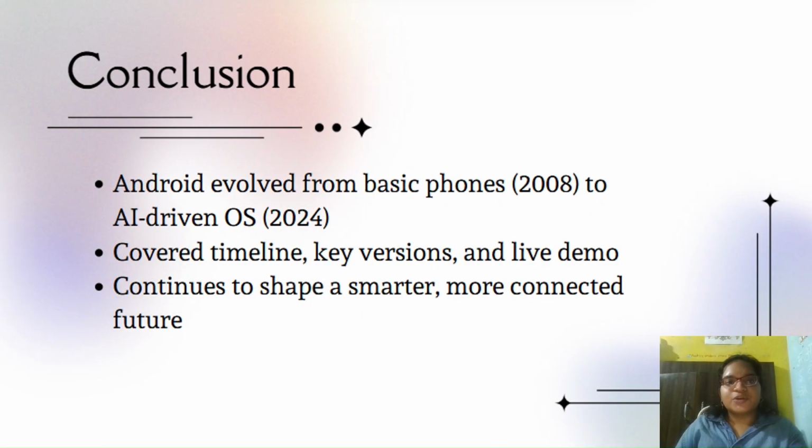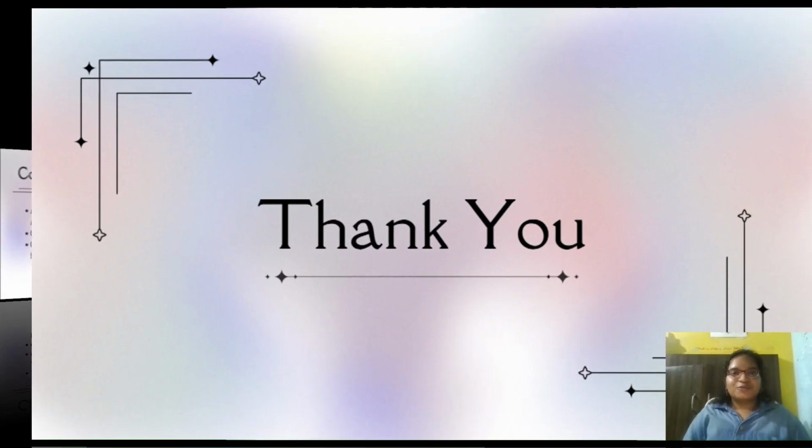And that brings us to the end of our journey. We have seen how Android started as a simple system for basic phones in 2008 and grew into the powerful AI-driven operating system we have in 2025. We walked through its timeline, explored its key versions, and saw its future in action. One thing is clear: Android's evolution never stops, and it will continue to shape a smarter, more connected future for all of us. Thank you for watching.